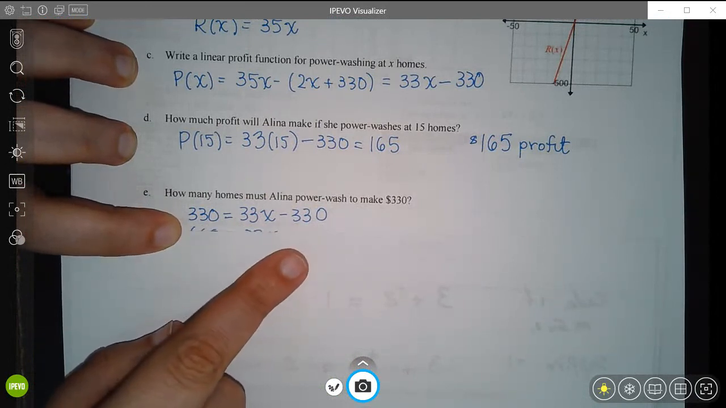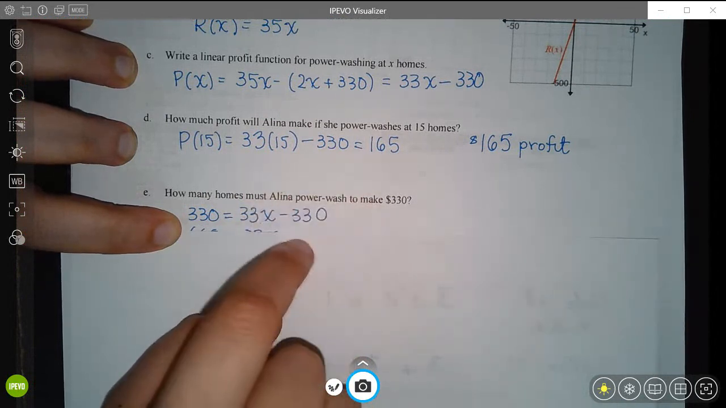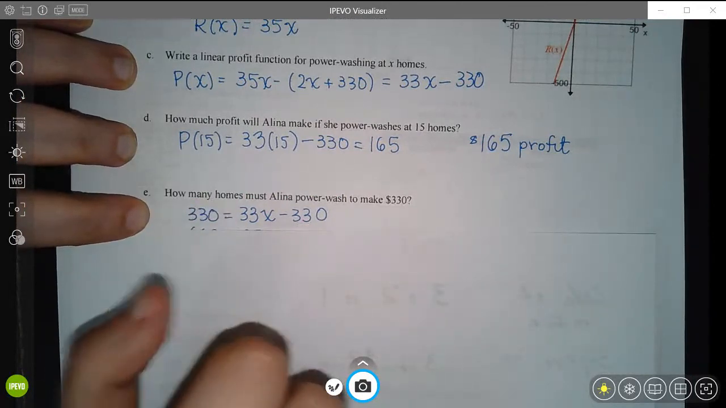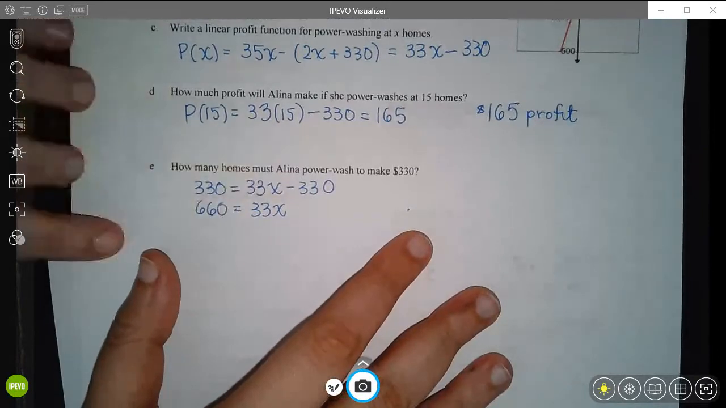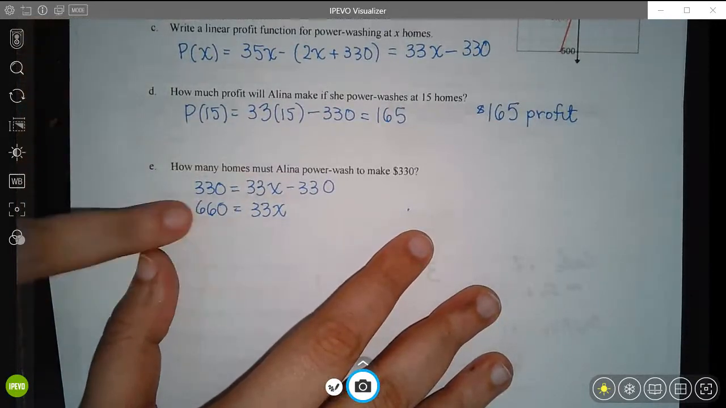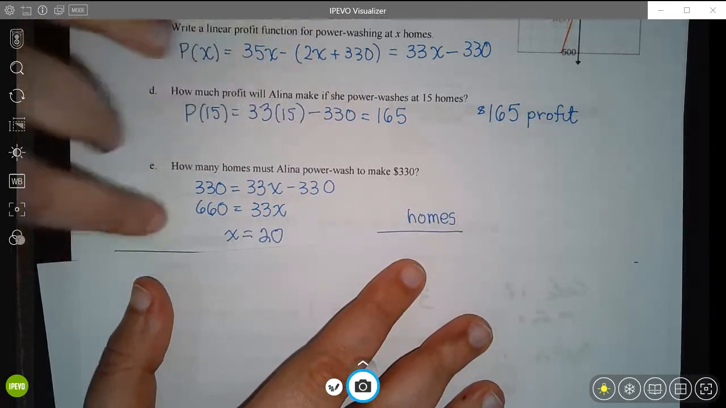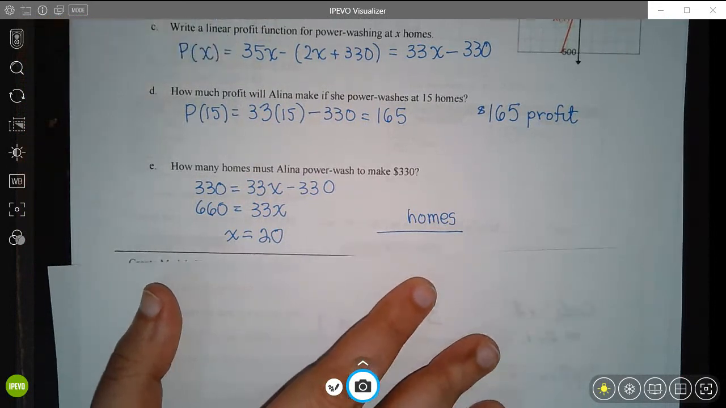So solving from this point is pretty easy. What you need to do is grab the negative 330, and move it to this side, and add the 330 up, which gives you 660, right? Equals 33x. And you divide by 33, you divide by 33, and she needs to wash 20 homes. That's right. Yeah? Any questions?